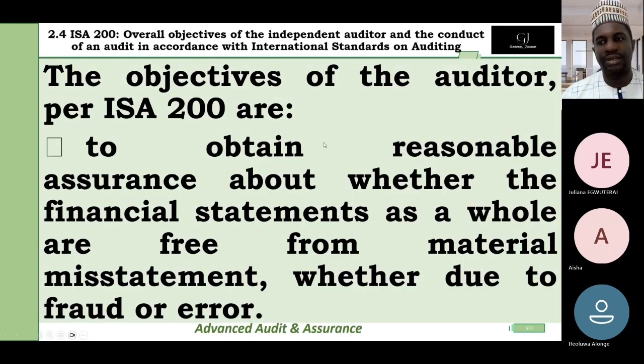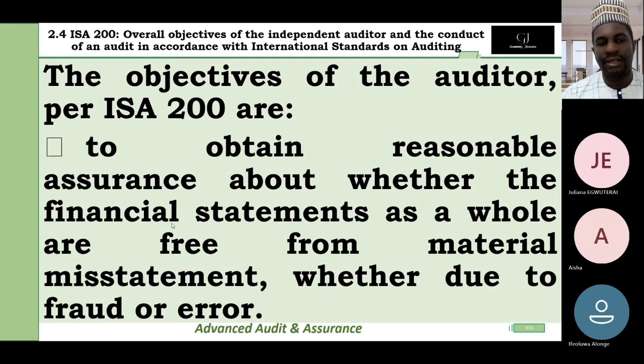The ISA sets the overall objective of the auditor in the conduct of audits in accordance with ISAs. This is very important. The objective of the auditor as per ISA 200 is to obtain reasonable assurance whether financial statements as a whole are free from material misstatement, whether due to fraud or error. The standards are to be abided by, and you must not conduct audits outside the standards. The standards guide you. They provide a framework. So you must stay within the purview of the standard.